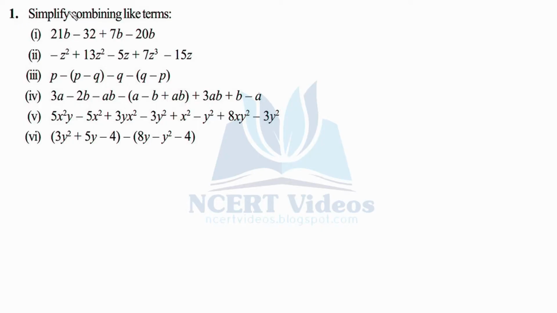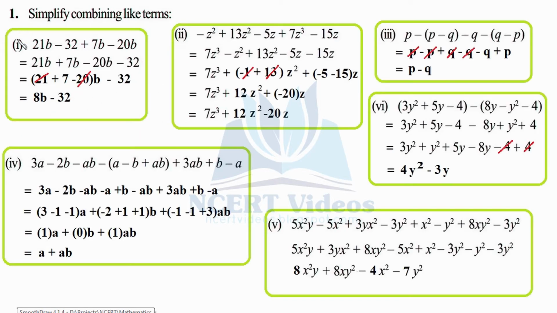Question 1. Simplify combining like terms. First, 21b minus 32 plus 7b minus 20b. First of all, we will write the term, that is 21b. Then we will search for terms which have only b. Well, we will write plus 7b, and we have the last term minus 20b. And the only term left now is minus 32.